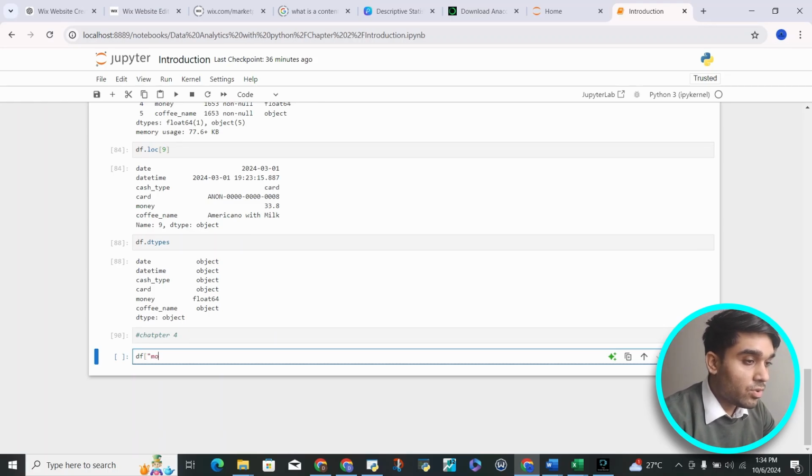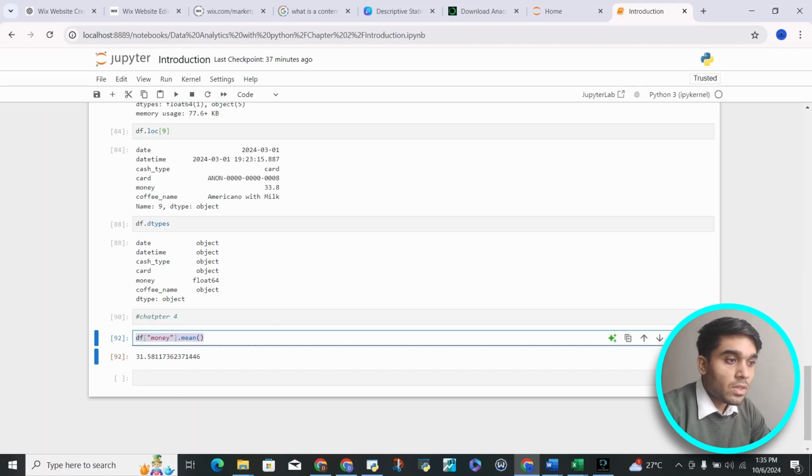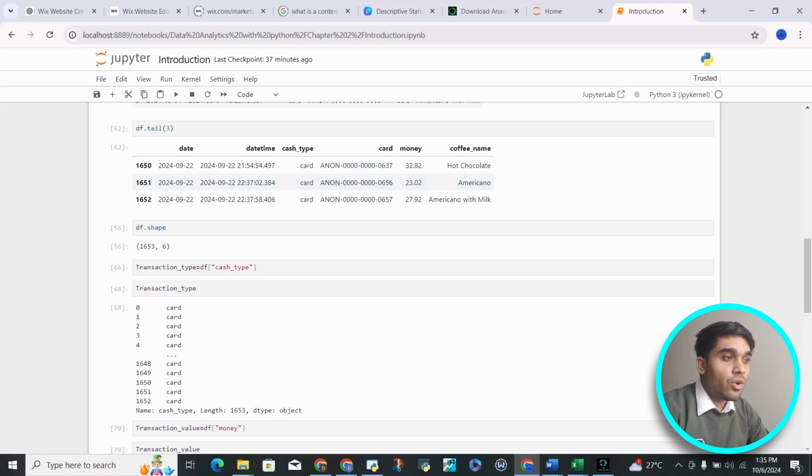So let's say I want to get the mean of money. I'll click here, and now what I am getting is 31.58, the average transaction value that we have here. But what if I want the mean for cash type: what is the mean for card and what is the mean for cash? And let's say we have any other cash type, then what is the average transaction value for that particular cash type? That's exactly where we'll come up with grouping.